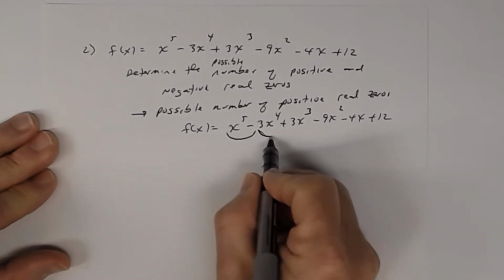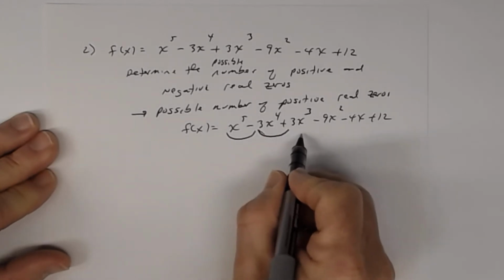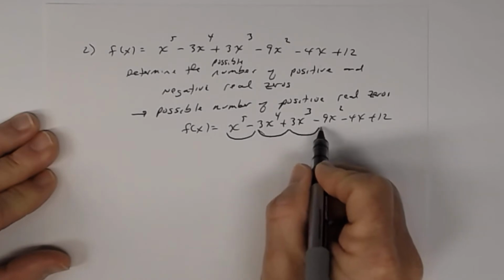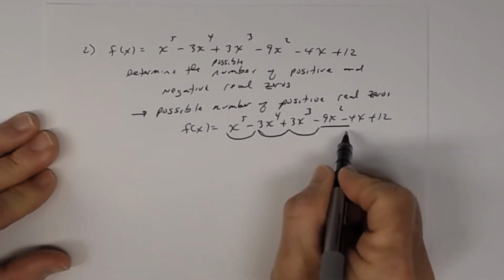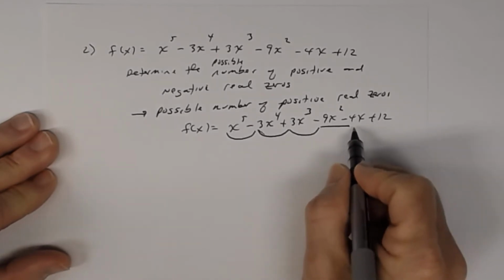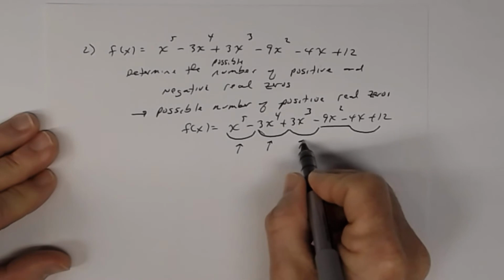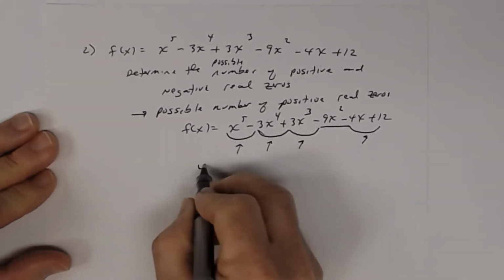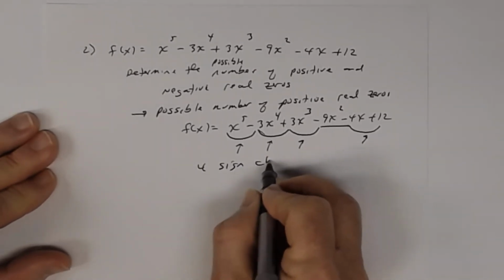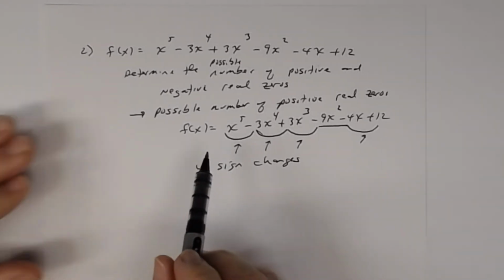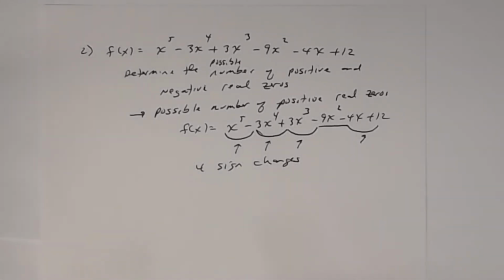That's another change. Then we're going from positive to negative. That's another change. I'm going from negative to negative. That's not a change. That stays the same. Then we're going from negative to positive. That's a change. So notice I have 1, 2, 3, 4. So 4 sign changes. Okay? Now, so what does that mean? According to Descartes' rule of signs, what does that mean?